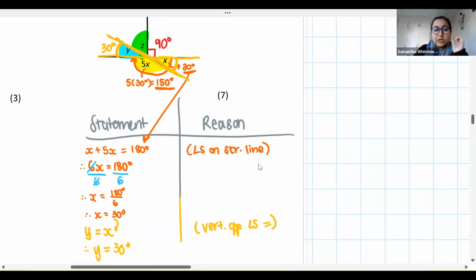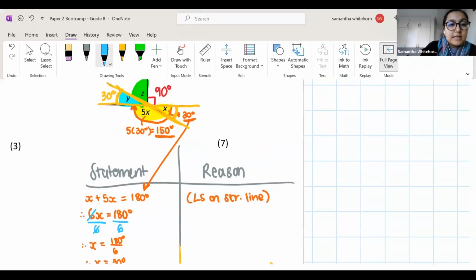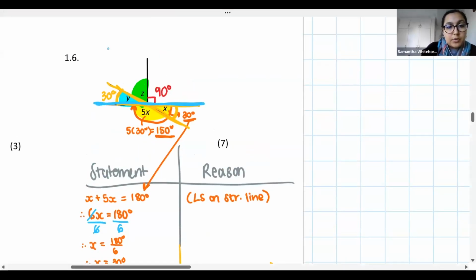Alrighty. So I've got x, I've got y so far on this diagram. Now I still need z. There's lots of different ways that you can go and do z, but let's have a look. I can see that I've got the straight line here in blue.